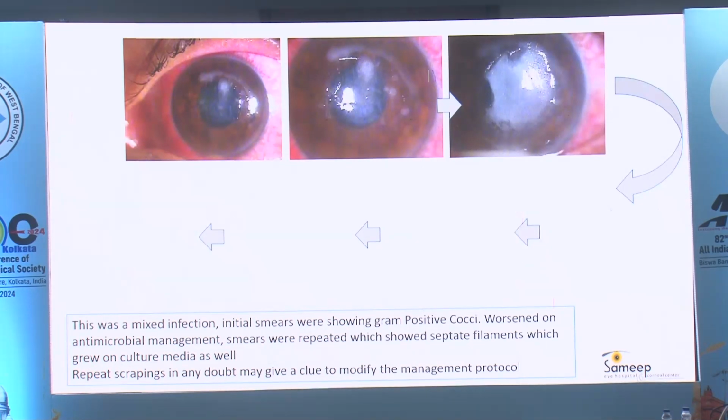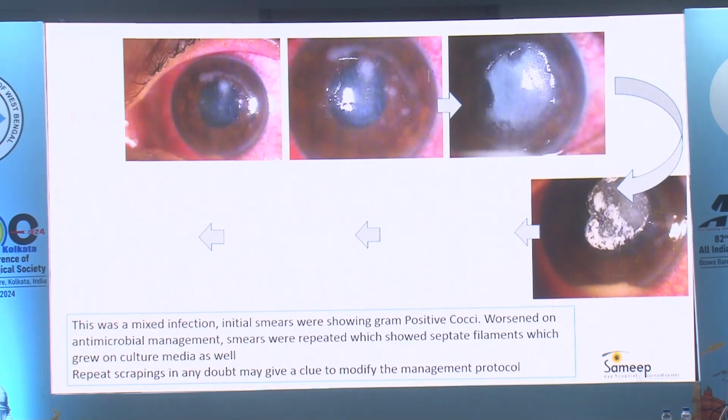So as Dr. Uma was alluding to, many times we may deal with more than one organism, and probably in addition to a bacteria, there were fungal elements also. So you have to add. So it is very important to even scrape these patients in between.